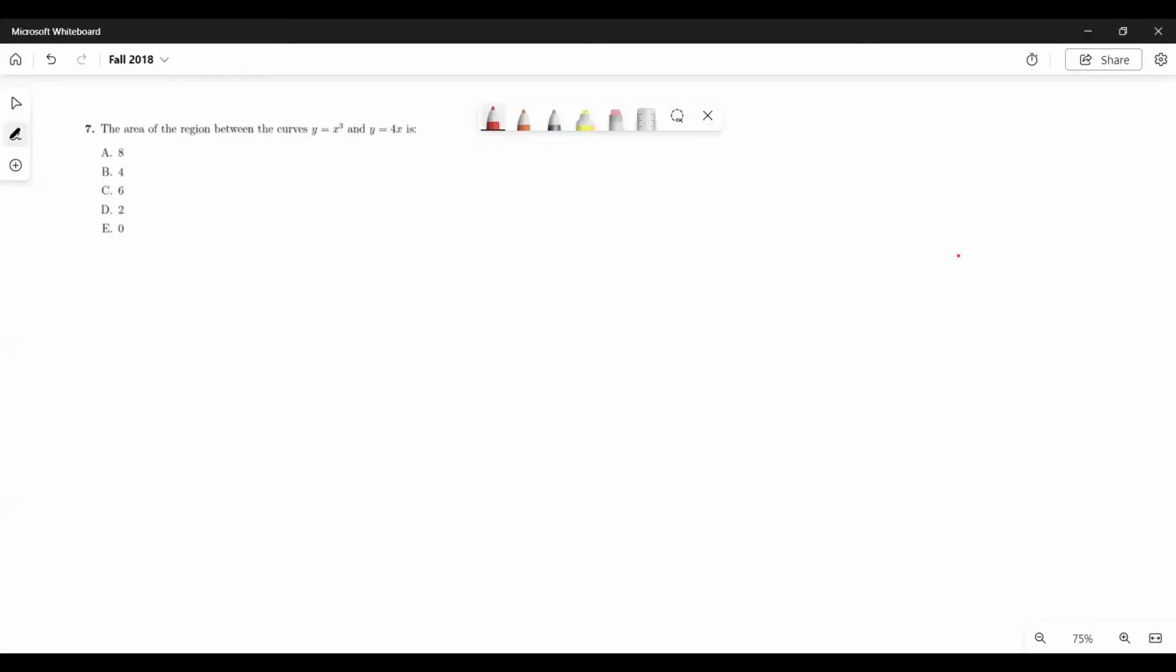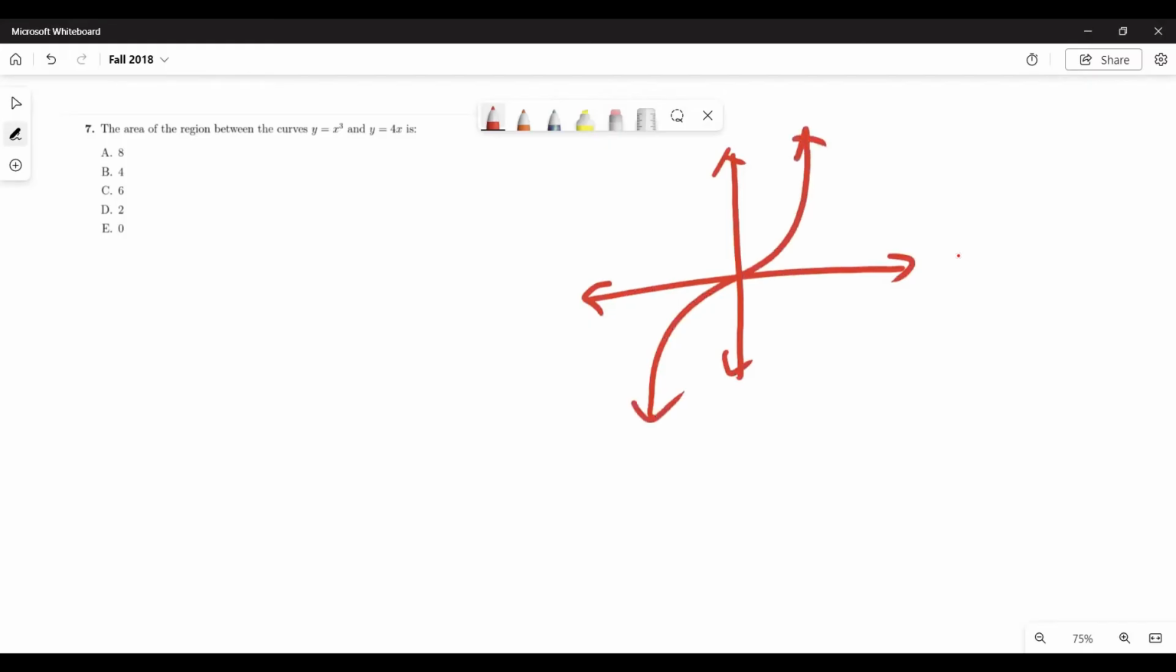So this question asks to find the area of the region between the curves. Let's draw the curves first. So y is x cubed, then y equals 4x. Since the region is bounded like this, you can see that y equals x cubed is an odd function, because the exponent 3 is odd. When you have odd functions like this, the area is symmetrical, meaning this area and this area are the same. So the area is 2 times just the part from 0 to the intersection point.